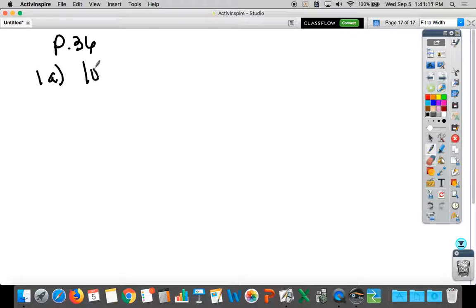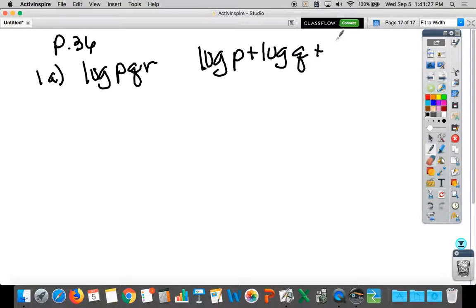So they want you to expand log PQR. Pretty easy. What are P, Q, and R doing? Multiplying. So to expand them, I separate them with a plus.